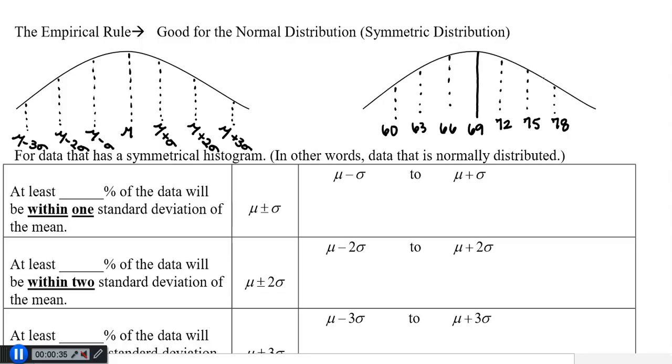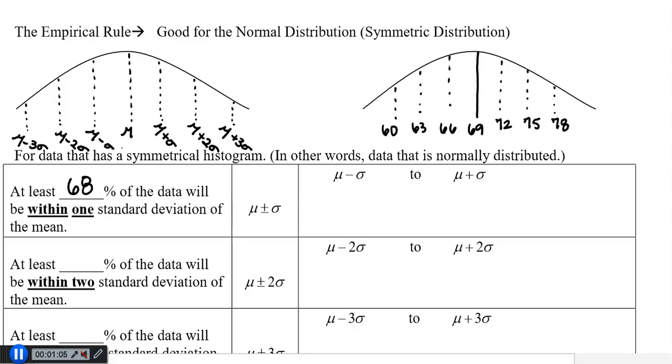So what the empirical rule states is that for data that is symmetrically distributed, normally distributed, at least 68% of the data will be within one standard deviation of the mean. So remember, the mean is in the middle, so if you subtract one standard deviation from the mean and add one standard deviation to the mean, 68% of that data is going to fall between those two values.